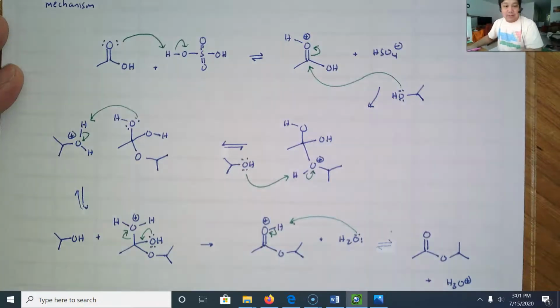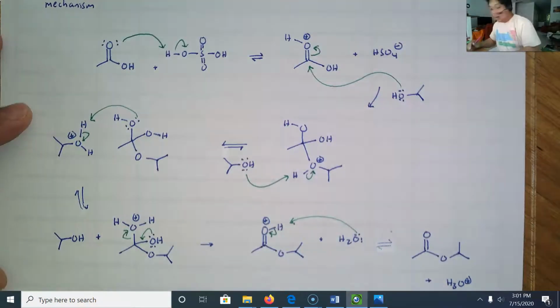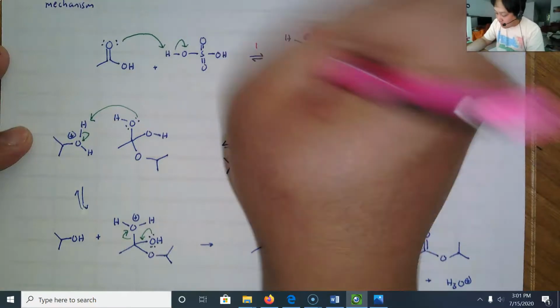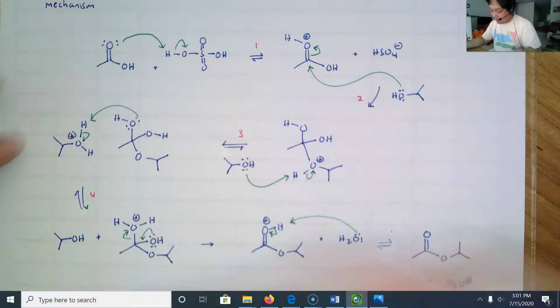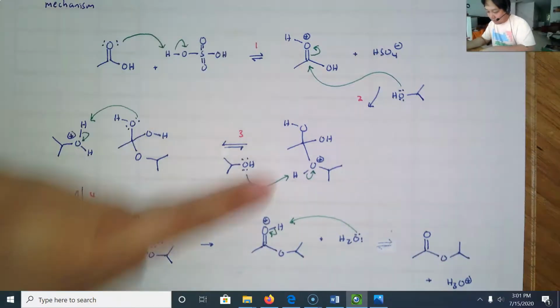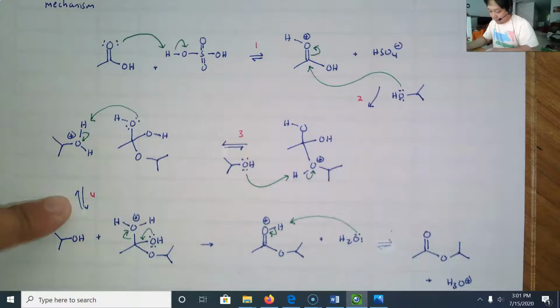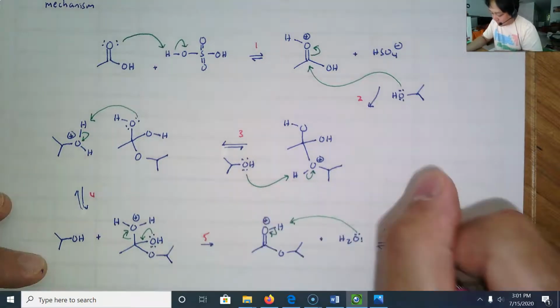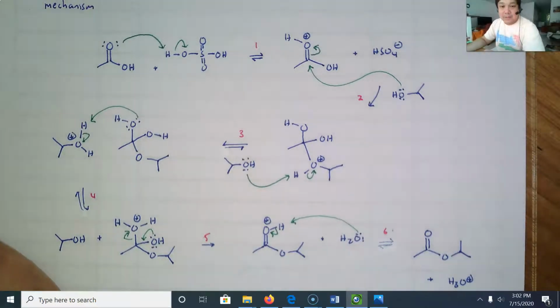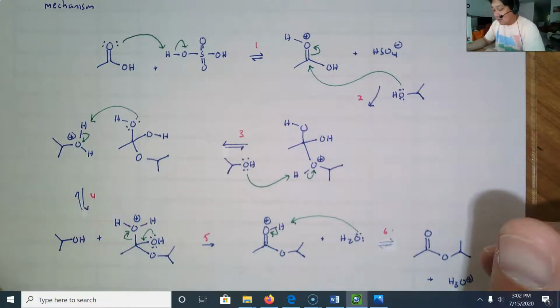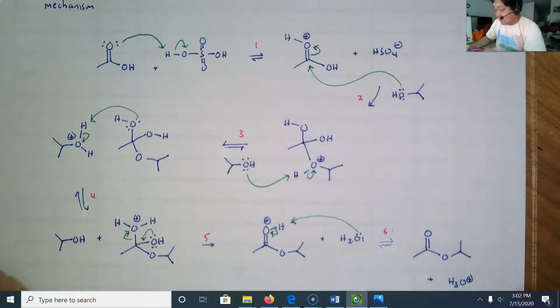But what is the number of steps? The number of steps are 1, 2, 3, 4, double check. 1, 2, 3, 4, 5, 6. Okay, so it's one step less than acetal formation. 6 steps. When we do the reverse in unit 6, you're going to see that hydrolysis, acid hydrolysis, is going to be 6 steps going in the reverse direction.